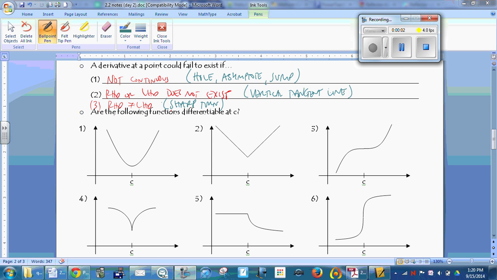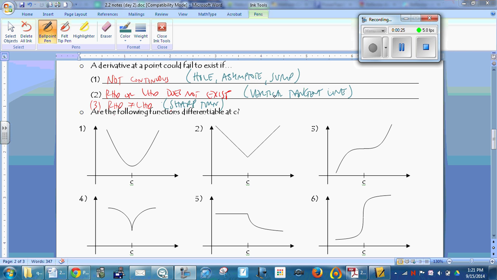Alright, in these examples down here we're asked to figure out if the following functions are differentiable at c. So let's look back at these three reasons up here why something might not be differentiable at c. First is if it's not continuous at that point. So that would mean there's a hole, an asymptote, or a jump. Another option would be if the right-hand derivative or left-hand derivative does not exist.